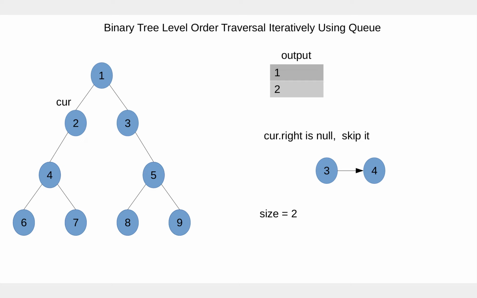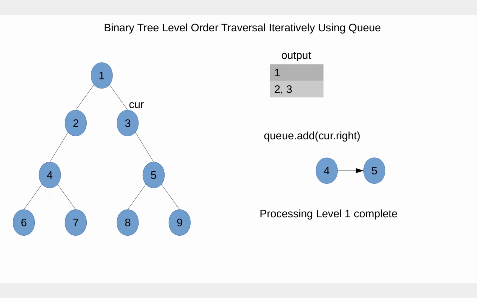Now we'll remove the node at the front of the queue. So current is assigned the reference to 3. We shall process 3. We are still in the same level, so we'll append it to the previous output. 3 doesn't have a left child, so we'll skip it. 3 has a right child, so we'll add the right child of 3 to the queue. So this ends the processing of level 1.